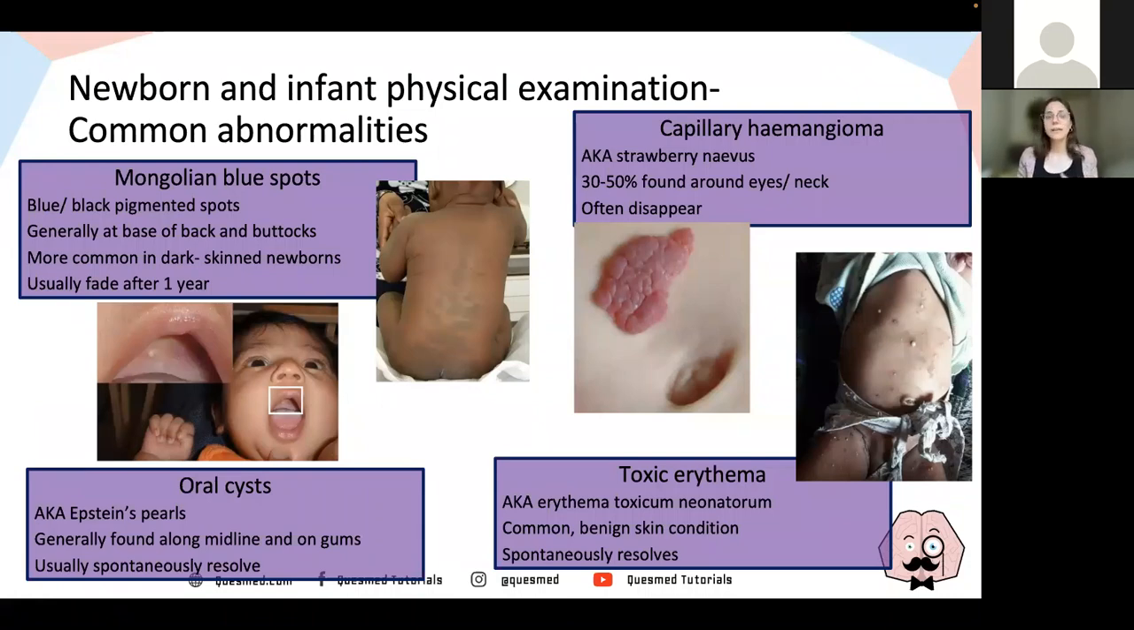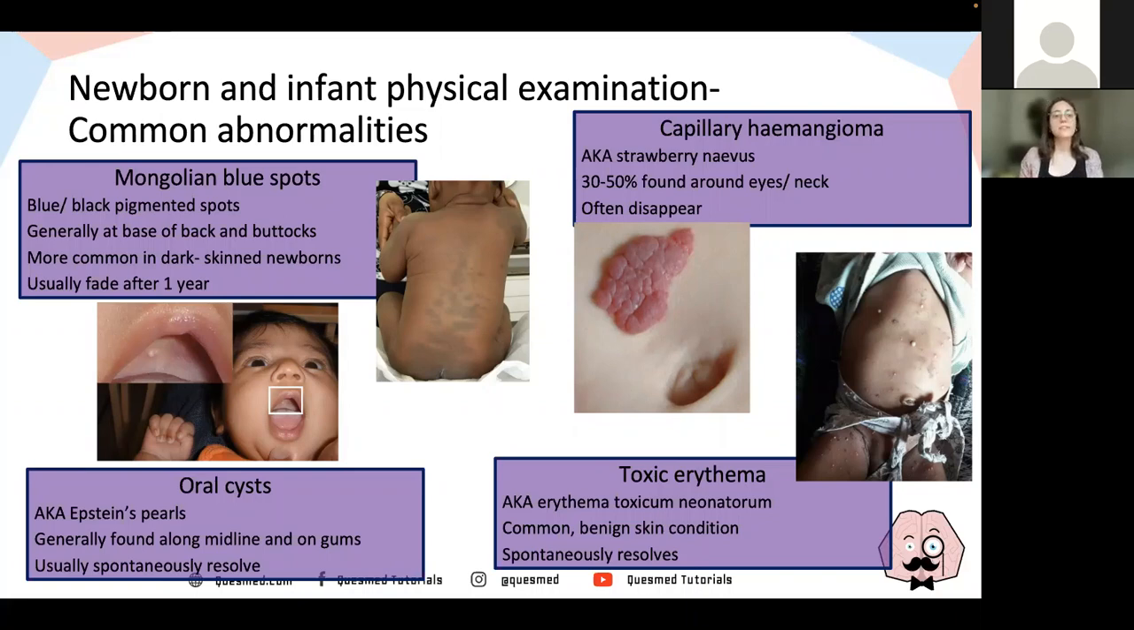Mongolian blue spots. These are really worth noting on your neonatal examination if you do see them, because later on in life they can be confused with bruises, but they're very common in babies with darker skin. Sometimes they're at the base of the back or around the buttocks, and they tend to fade by themselves, but they have this quite characteristic blue tinge. But sometimes because they're on the buttocks, they can be confused with bruises, so always worth noting if they're there at birth.